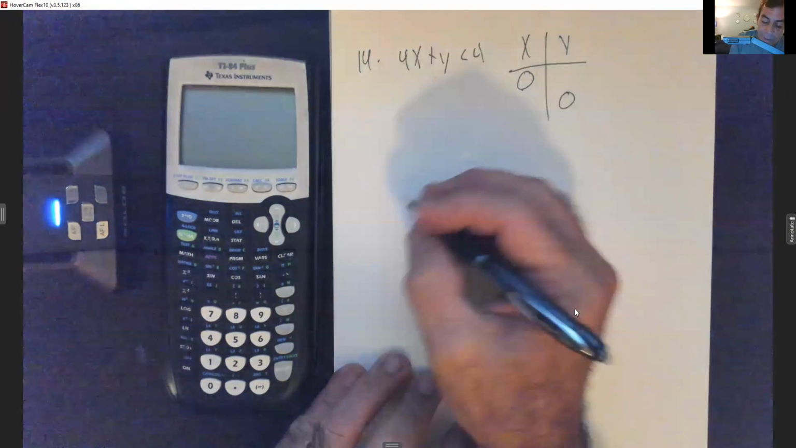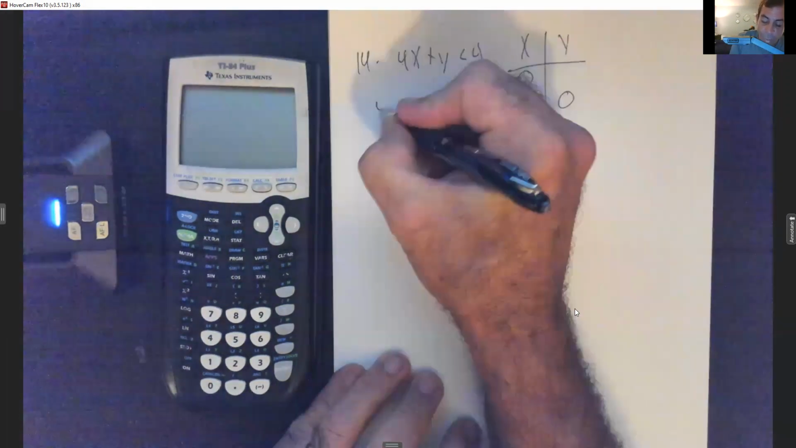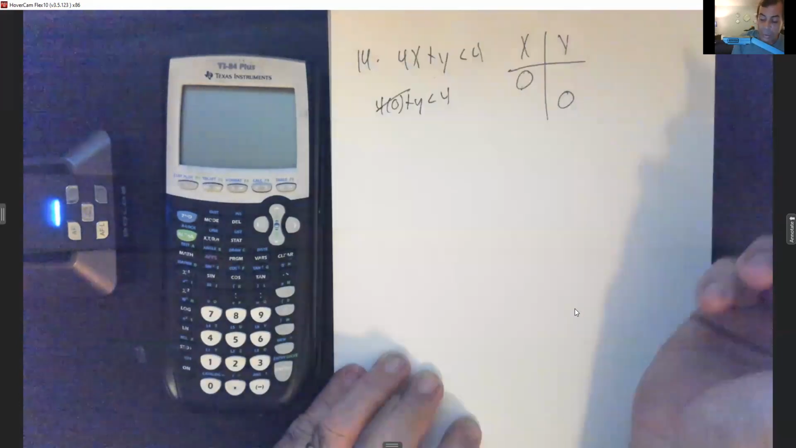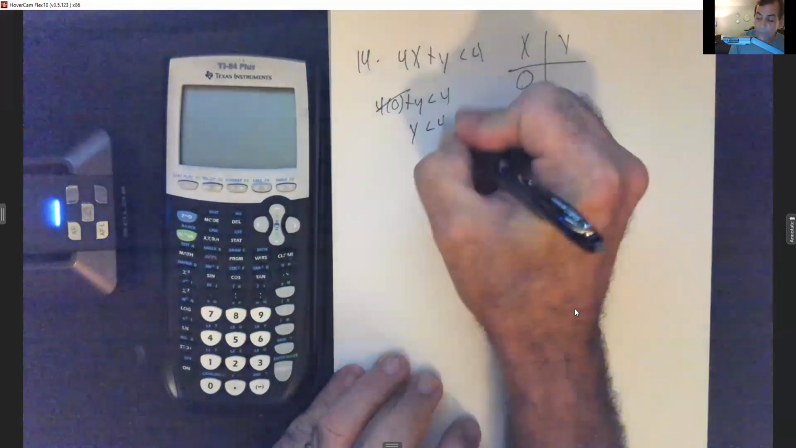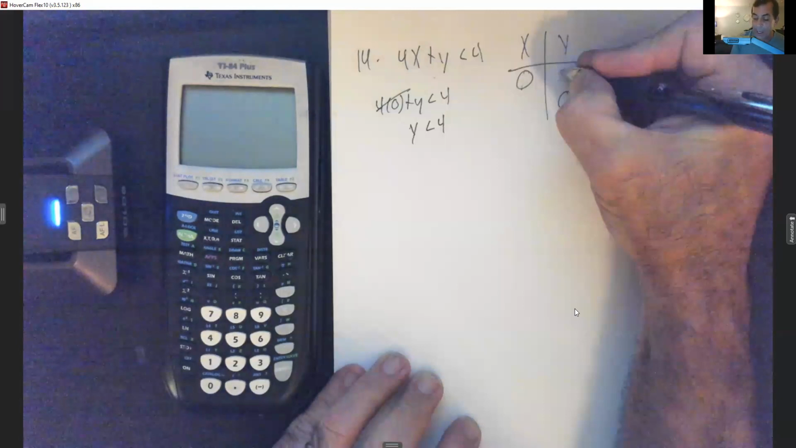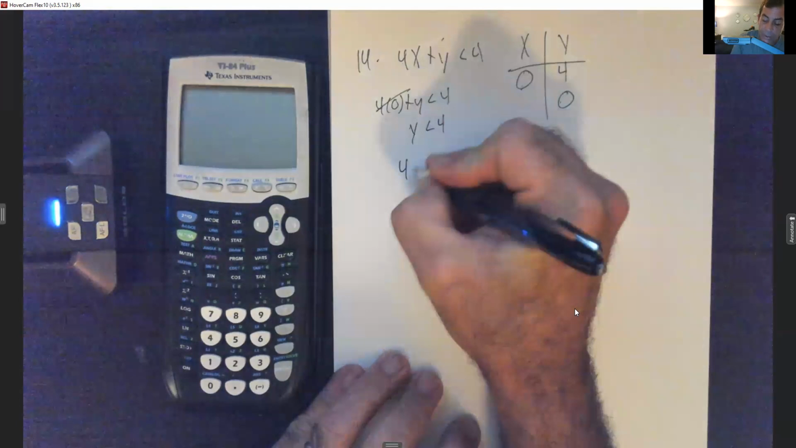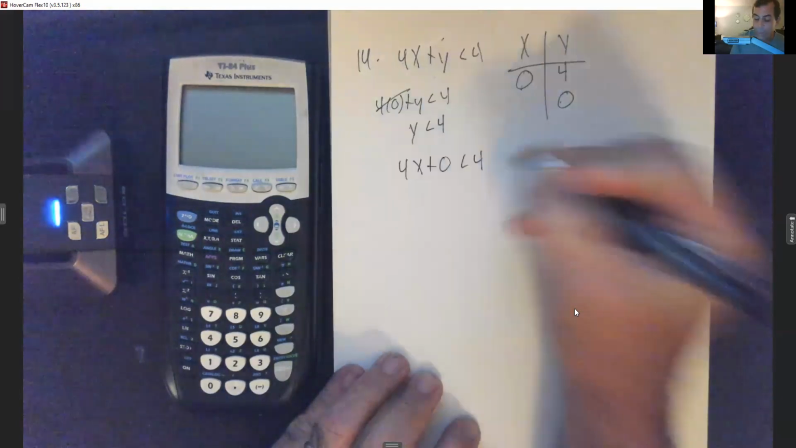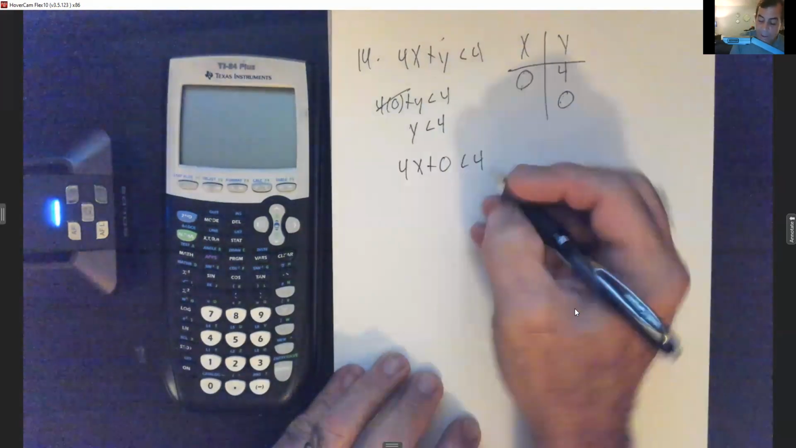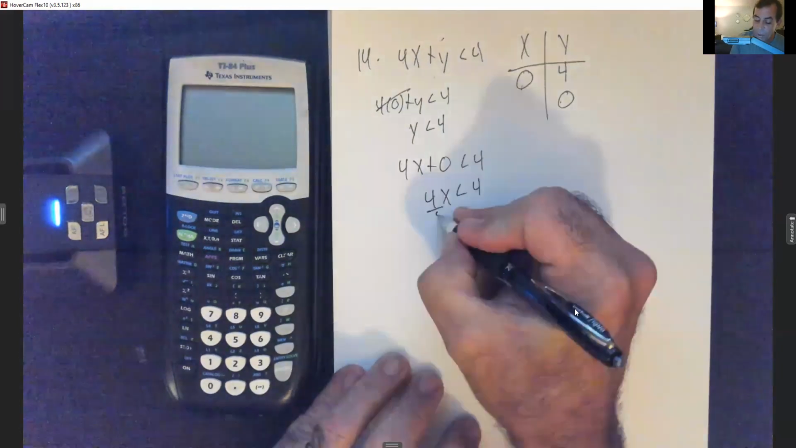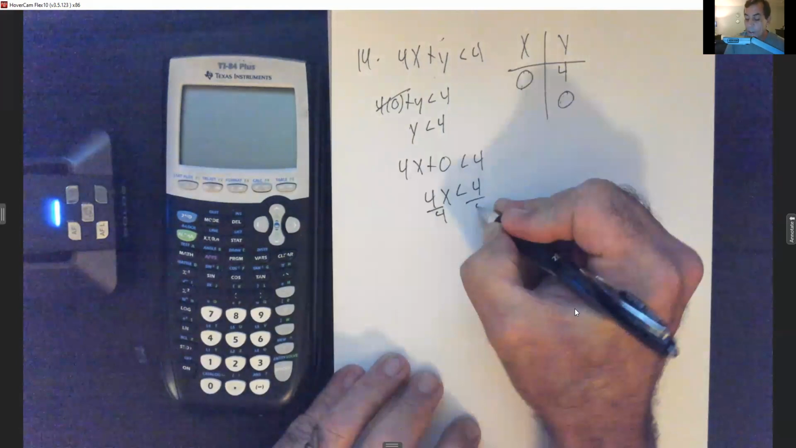So watch, I'll use a 0. 4 times 0 plus y is going to give me the 4. Well, that's 4 times 0 is gone, so y is equal to 4 for that one. So that wasn't bad. Now put a 0 in for the y, so 4x plus 0 is going to be 4. Well, 4x plus 0 is 4x less than 4, but then you would what? Divide by 4 so that this gives me x less than 1.